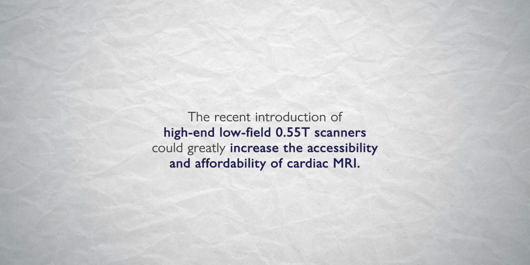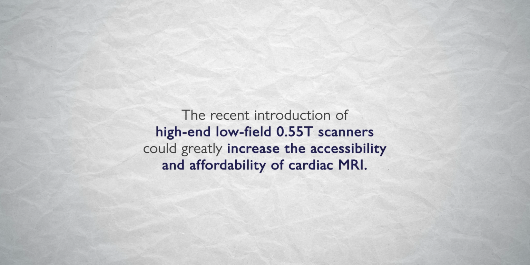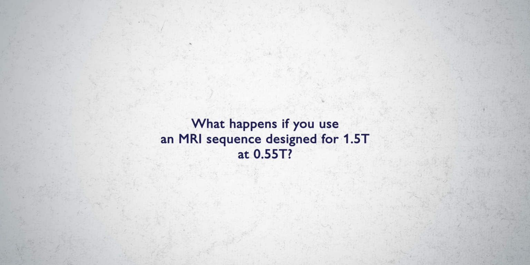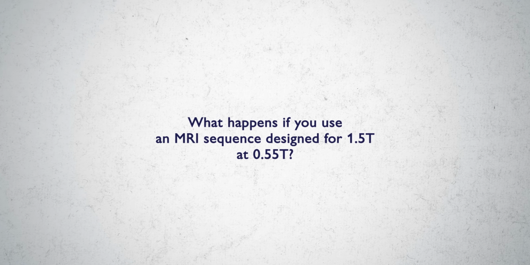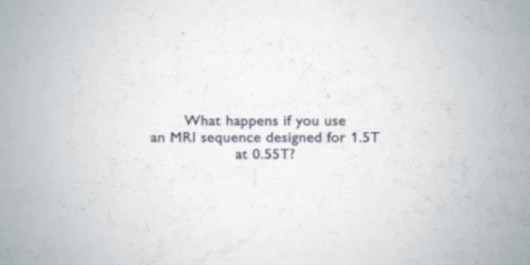But do not lose hope. The recent introduction of high and low-field scanners could greatly increase the accessibility and affordability of cardiac MRI, as they require simpler hardware, lowering the overall cost. Now, how does it look when we use one MRI sequence, designed at a more traditional field strength, like 1.5T, and look at it at 0.55T? The answer is: not very good.